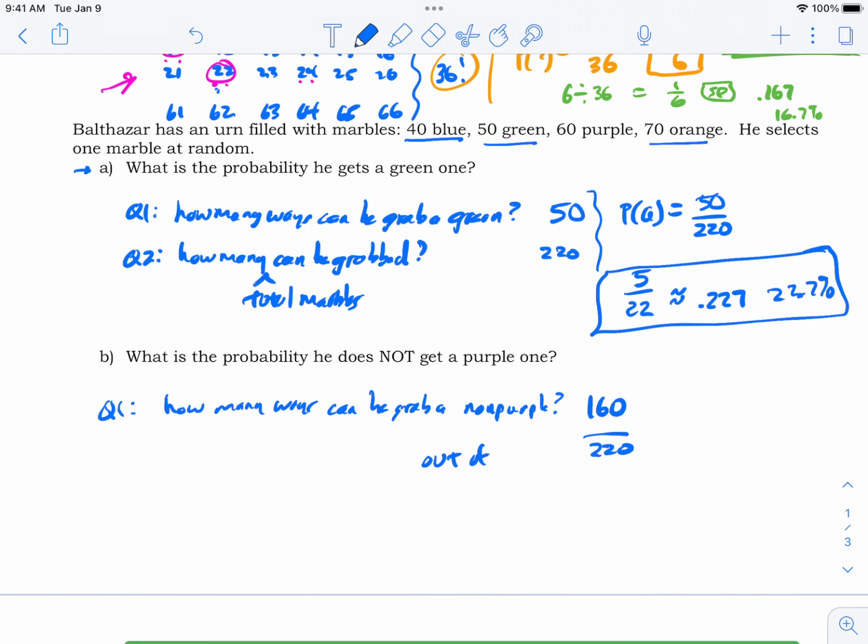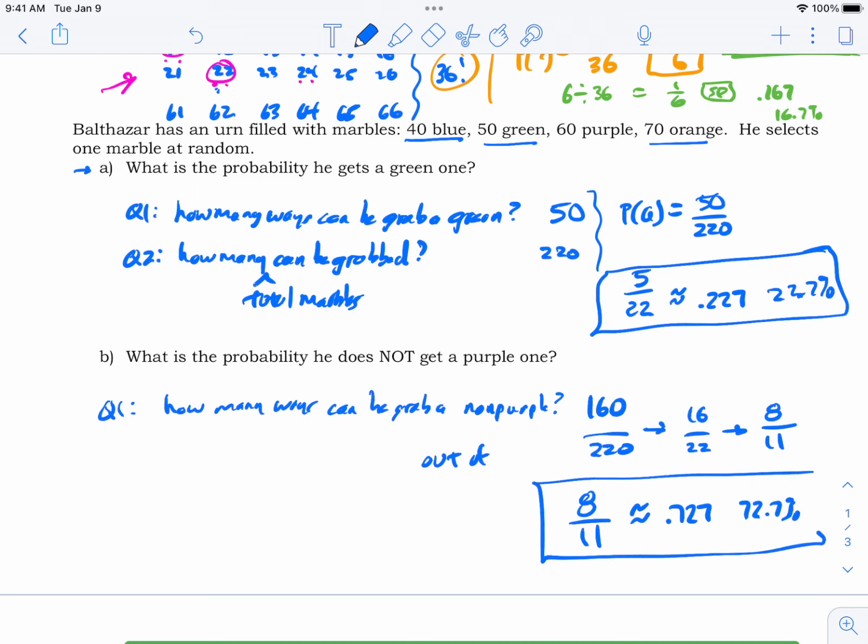So we've got 160 out of 220. Reduce. 16 out of 22. Reduce again, right? You can cancel 2s. 8 out of 11. Okay, so your probability is 8 out of 11, which if you make it into a decimal, 8 divided by 11 comes out to 0.727, or just about 72.7%. For now, I think it's going to work well to just use 3 decimal places, and then your percentage will come out to have 1 decimal place, right? After you move it twice.